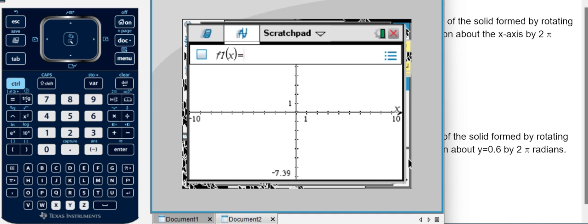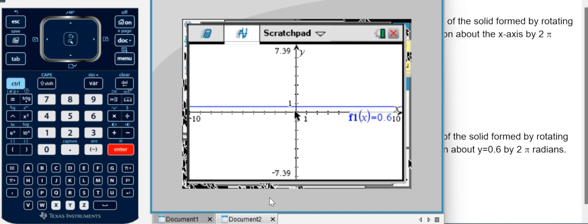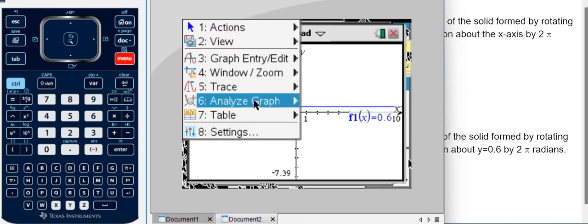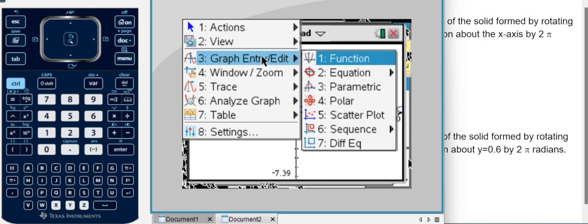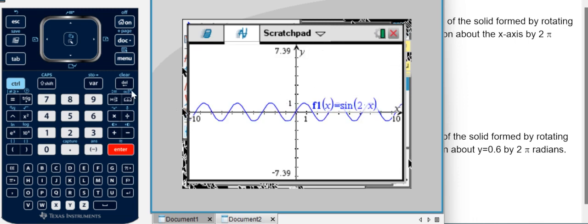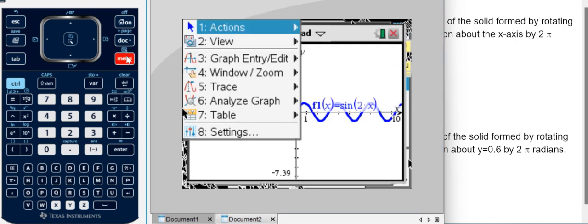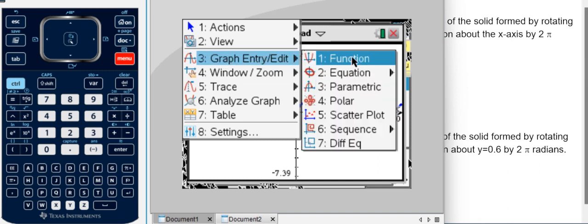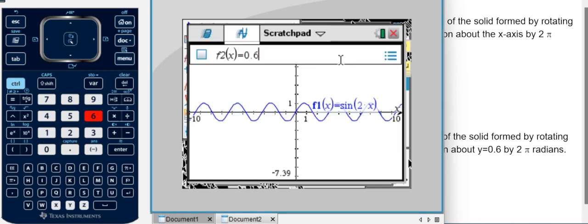And then f2, I'm just going to put in 0.6. This is the second function. First function has not been plotted yet. So let me go back to my graph function and then go back up to the first function, which is sine. So trigonometry, sine, and then put in 2x. And then ensure this is still radian. Yes, it is. So press enter. And then next, I'm going to put in menu again, graph entry, function, and then this is just 0.6.